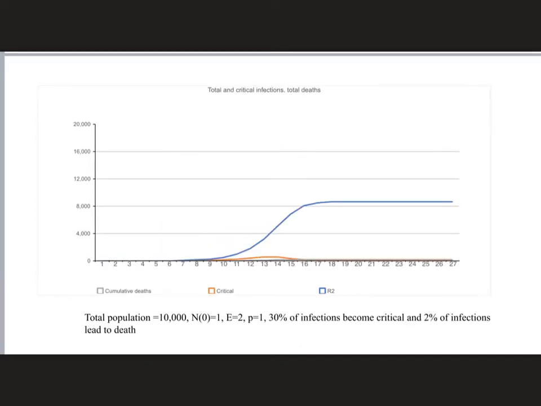Let's add some more detail to our base example. So remember, population of 10,000, one person starts off being infected, E equals 2, P equals 1, so beta, the initial reproduction rate, is 2.